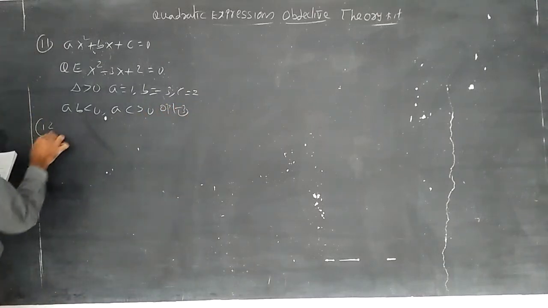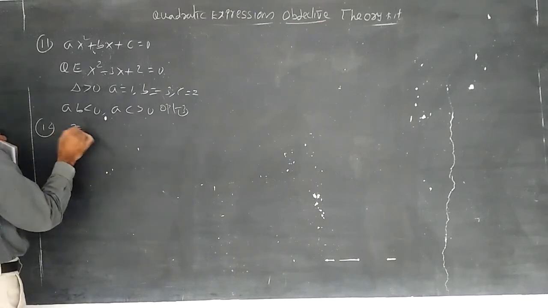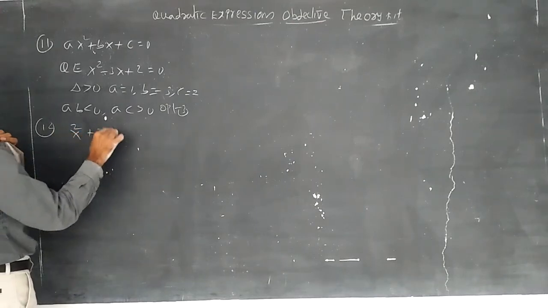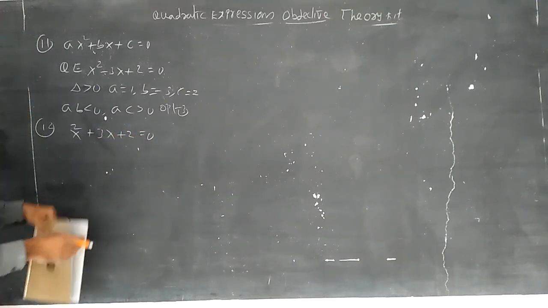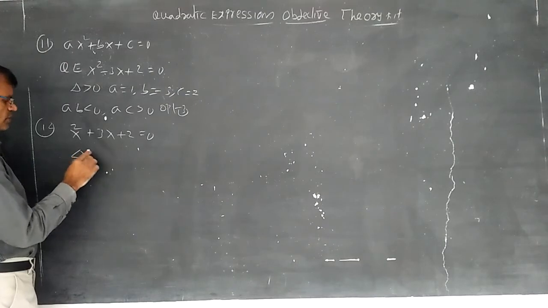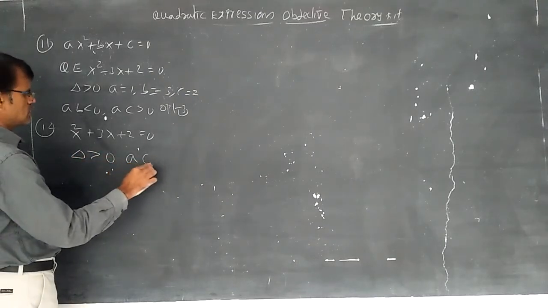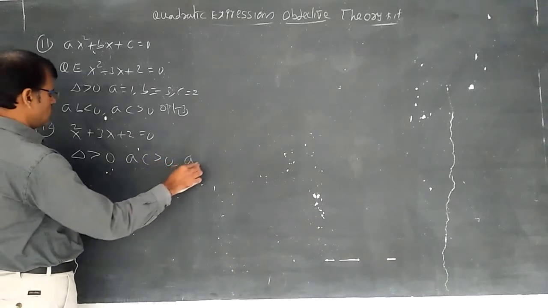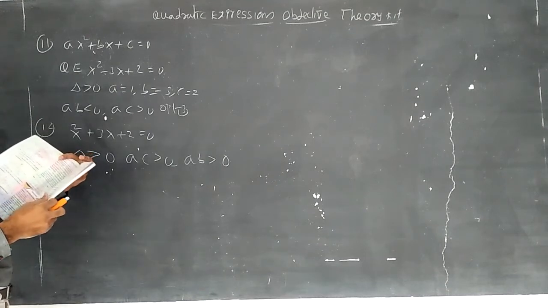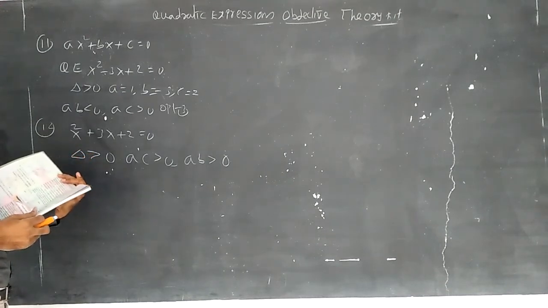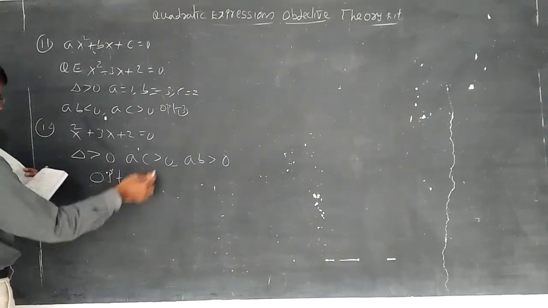That's all. For the 12th question, both roots are negative. Now, simply take x square plus 3x plus 2 equal to 0. Here roots are minus 1 and minus 2. For this one, of course, delta is greater than 0, ac greater than 0 and ab also greater than 0. The a, b, c have the same sign. Option 2.